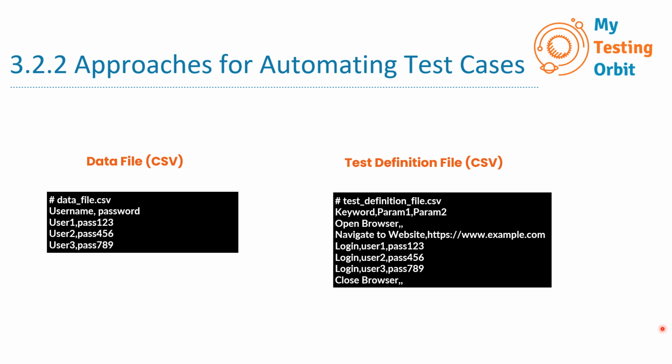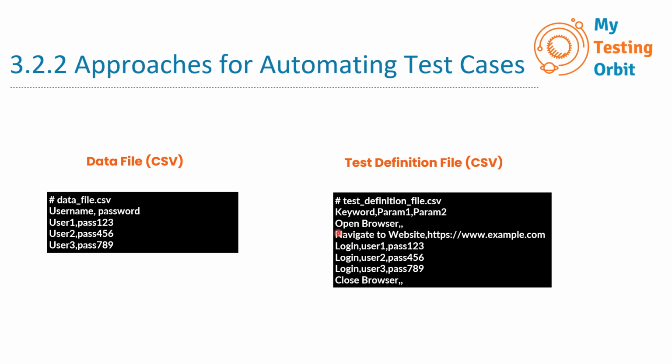Now let's have a look at an example of a test definition file. A test definition file combines data and high-level instructions within the same file. In this test definition file, you have a combination of keywords, for example, open browser, login, and associated parameters, for example, URLs, usernames, passwords. Each row represents a step in a test case. In this case now, the test analyst can easily understand the flow and purpose of each step by reading the keywords. This makes it more user-friendly and eliminates the need for external documents.